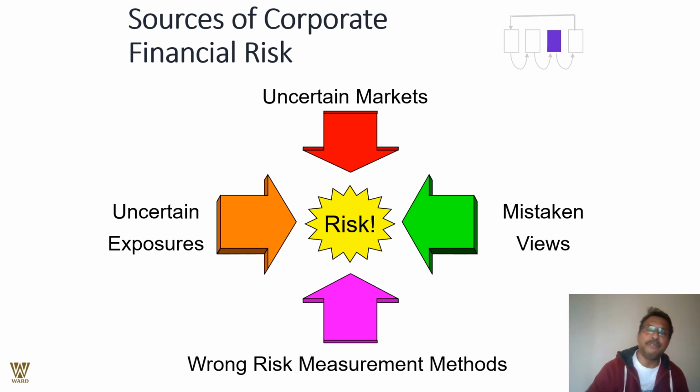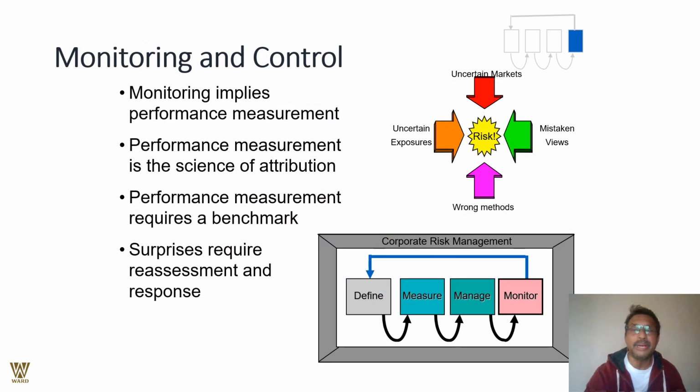The sources of corporate financial risk. We have the uncertain markets, we have the uncertain exposure, we have mistaken views and wrong risk measurement methods as and when basis. Now, this is a risk that comes around here. What are we looking at? Uncertain market, uncertain exposure, mistaken views, wrong risk measurement methods thereby. And this can all put you into doldrums. This can all eliminate the funds that are in your kitty. So you have to be very prudent when you take a risk.